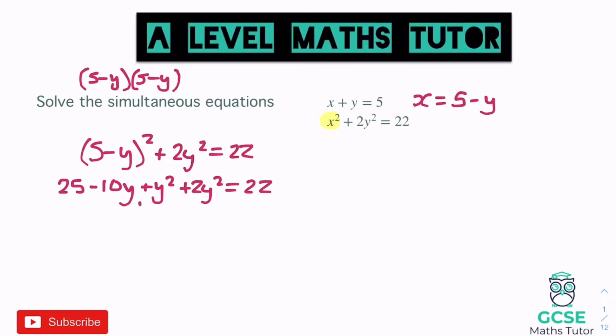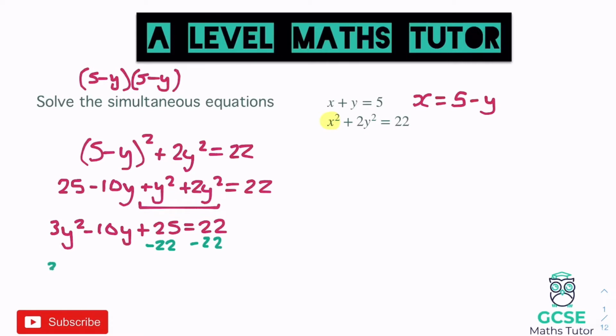So we've got the two of them there, we've got the y squared and the 2y squared, and that gives us 3y squared at the start. Take away the 10y, and then we've got a positive 25, and that all equals 22. Now we know when solving equations or quadratics, we need to make it equal 0, so we need to minus that 22 from both sides. That's going to make it equal 0, and then we can solve it.